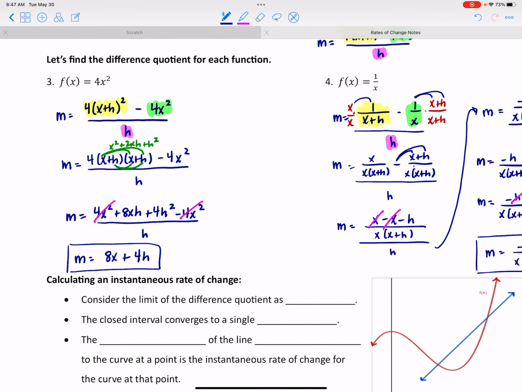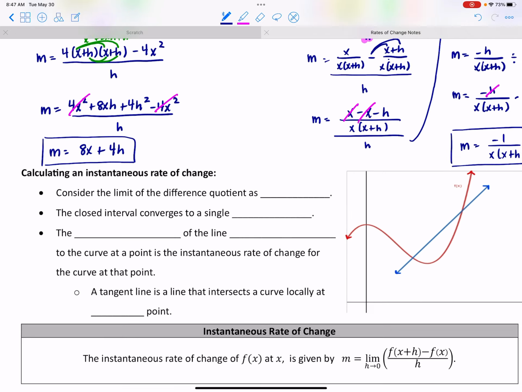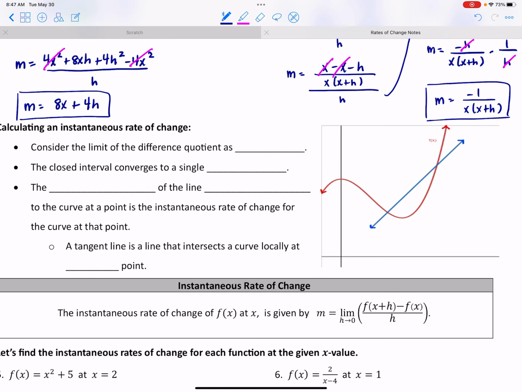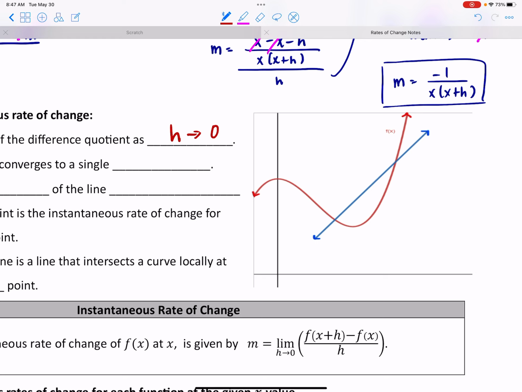Now what I want to show you next is the limit of the difference quotient as h, the distance between our 2 points, approaches 0. This is going to allow us to calculate what we call an instantaneous rate of change. So we're going to consider the limit of the difference quotient as h, that's the distance between the 2 points we're looking at in that closed interval, approaches 0, or as that distance gets smaller and smaller, so the distance between the 2 points becomes 0.